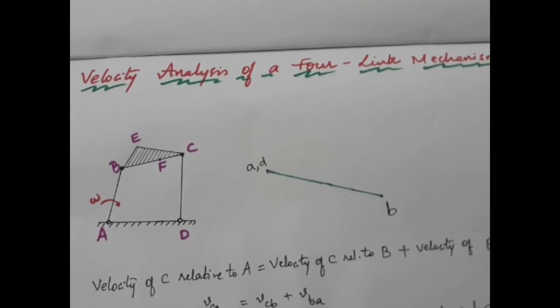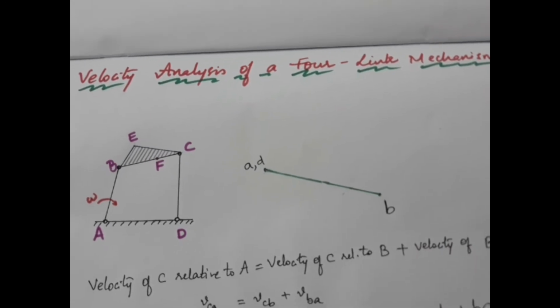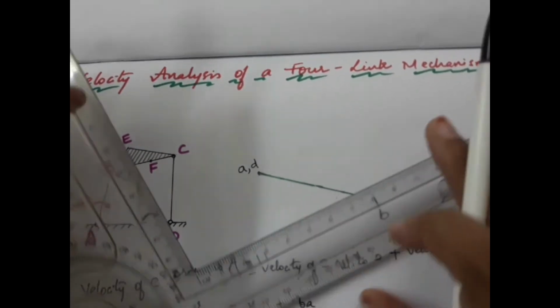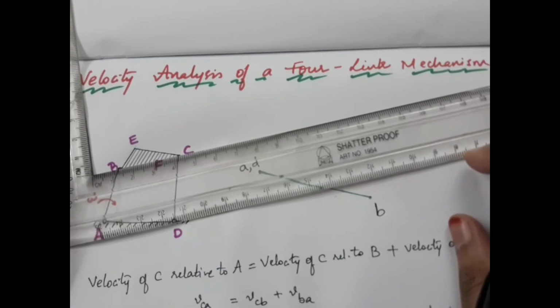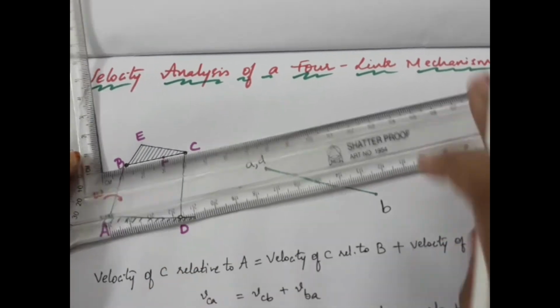So now let's draw the vector BC from B. We will take the direction of link BC, and from B we have to draw a perpendicular to the link BC.